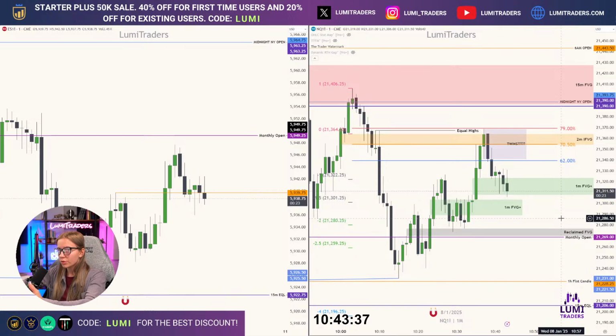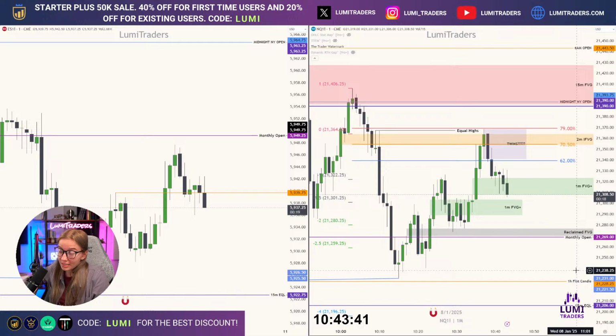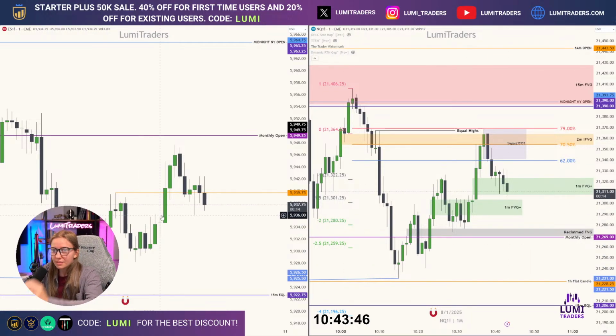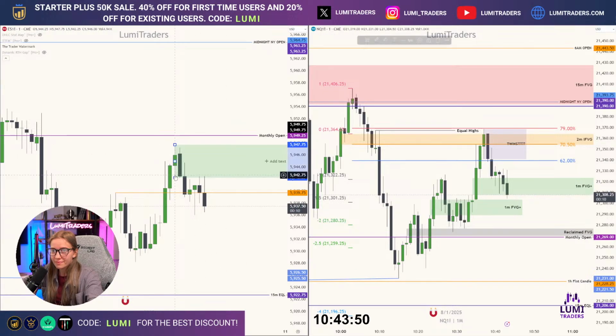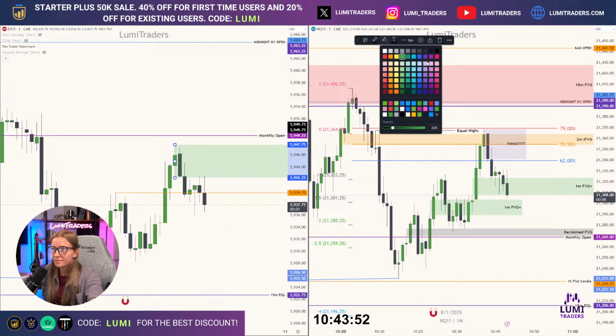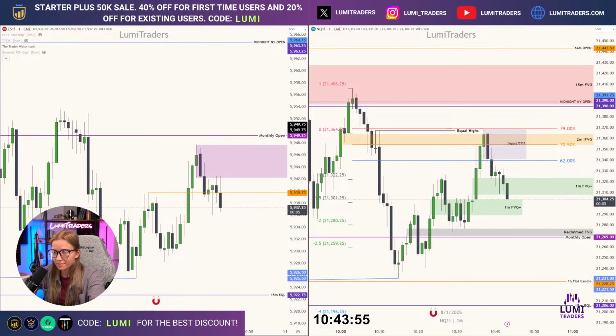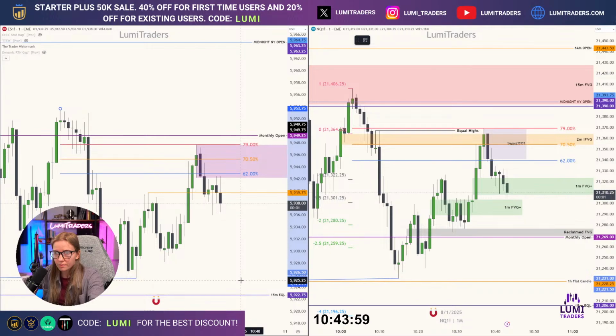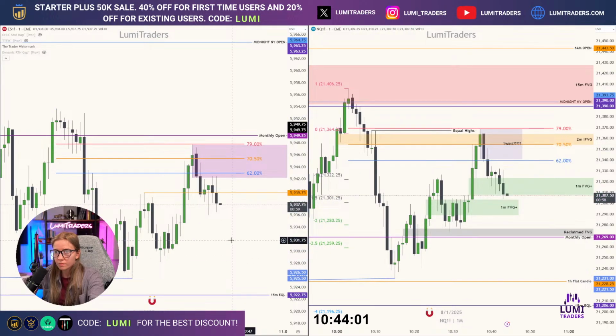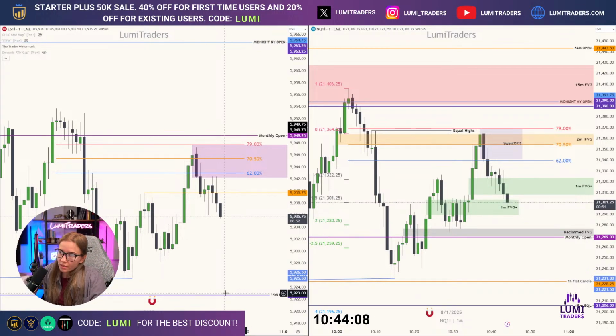I feel like I'm just trying to find short setup everywhere since I anticipate to get the equal lows taken. That's my concern. Just annoying. How is it possible to leave the equal lows right here? Like, no way.